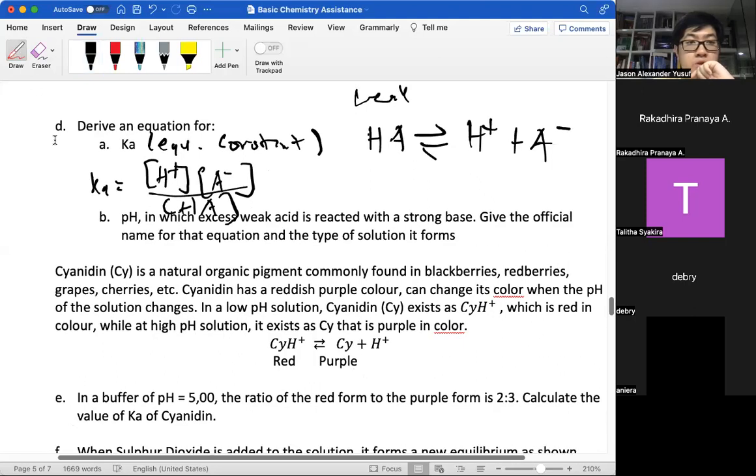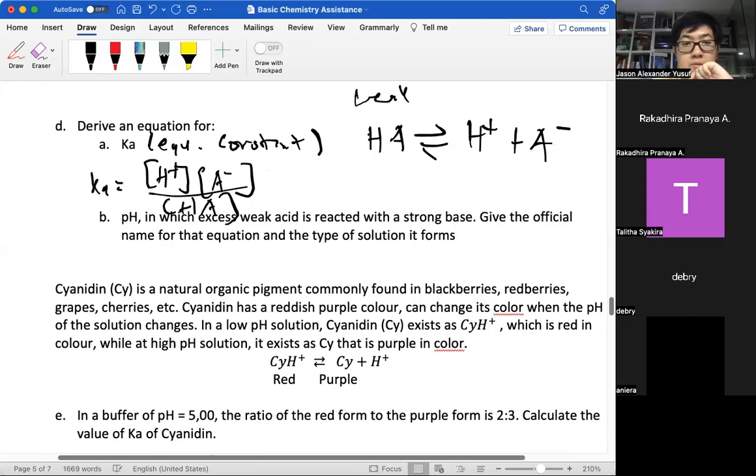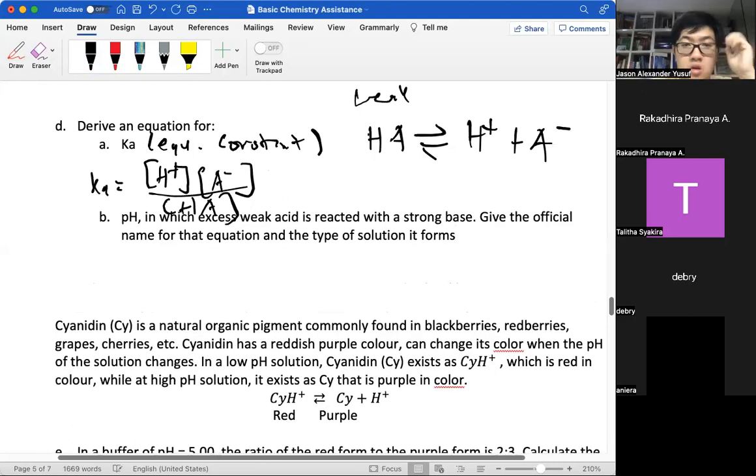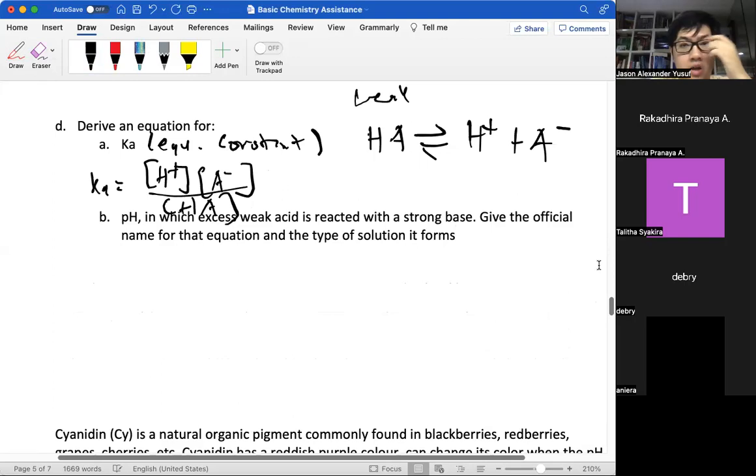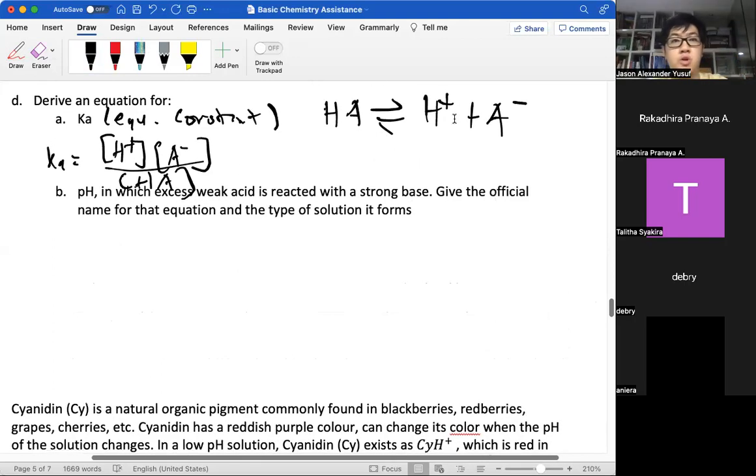Okay, so next is to find the pH in which a weak acid is reacted with a strong base, and to give the official name for the equation and the type of solution it forms. So basically, this is a segue into the next part, which is buffer systems. And so the name of the solution is a buffer solution.